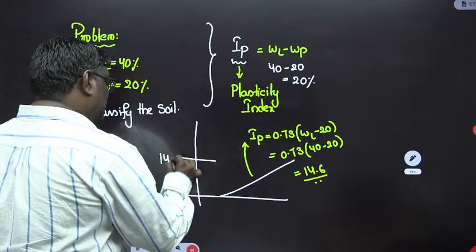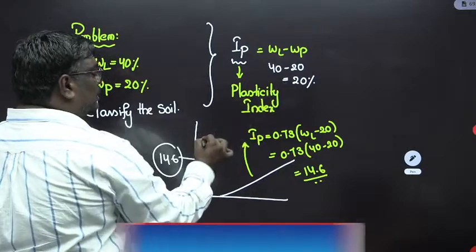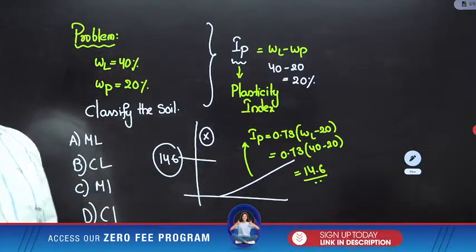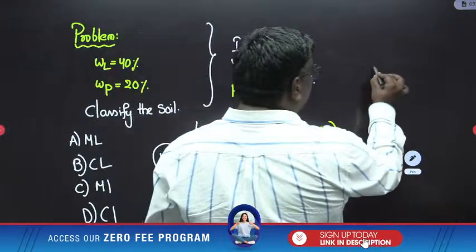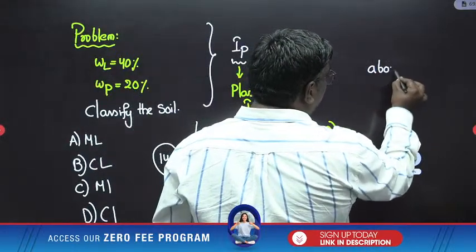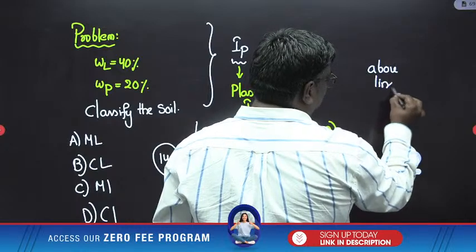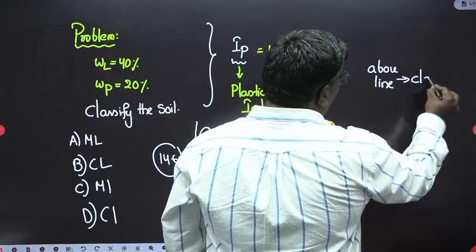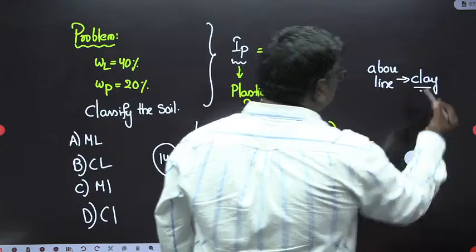14.6. What is the value you got, sir? 20. So it is above A line. From this criteria, above A line means what, sir? Above A line means we can say it is a clay.